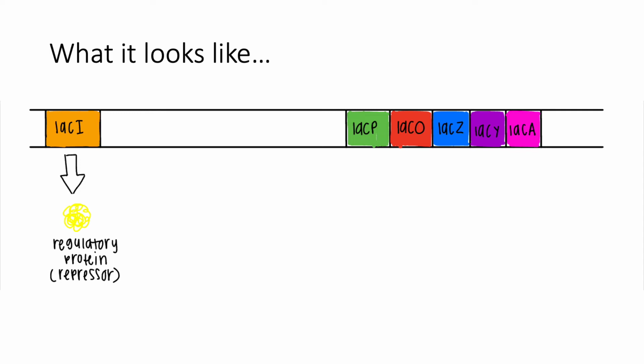This is a visual representation of the lac operon. To the left in orange, you have your regulator gene, lac-I, which transcribes and translates the repressor protein, which is the little molecule shown in yellow. To the right, you have your promoter gene, lac-P in green, where RNA polymerase binds. You then have your operator gene, lac-O in red. Then you have the structural genes like lac-Z, lac-Y, and lac-A.